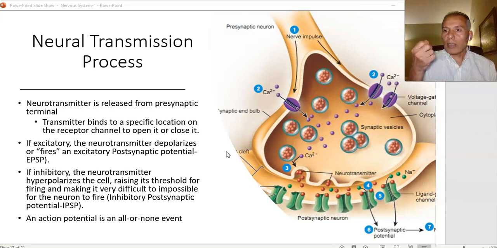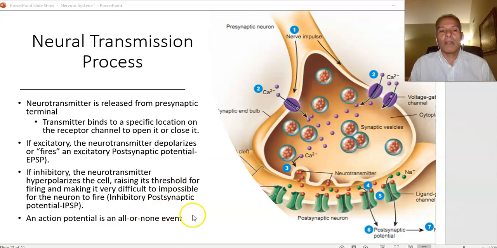There is almost like a trigger: you reach a point, and if you reach that point exactly, the neuron will fire. If you do not, then the neuron doesn't fire. But that is an all or none event. It means it either occurs or it doesn't occur. It doesn't mean that there are baby action potentials or big ones.